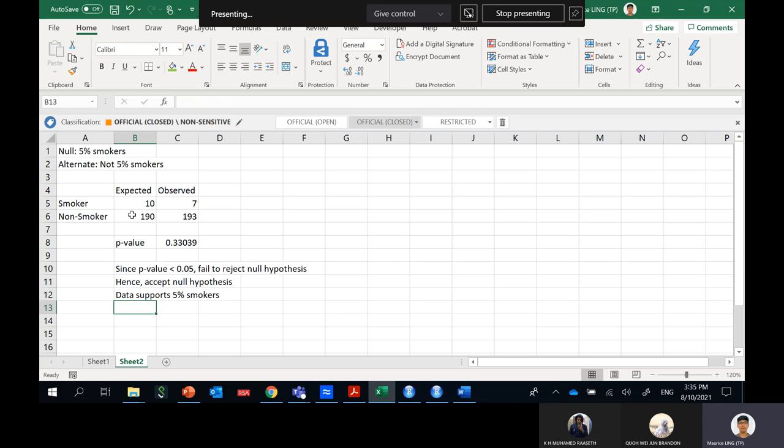Essentially, that's a conclusion. 5% smokers. Now, if it rejects your null hypothesis, it only tells you that it's not equal to 5% smokers. It doesn't tell you that it's 4% or 6%, nothing else. You're going to do an individual test yourself.